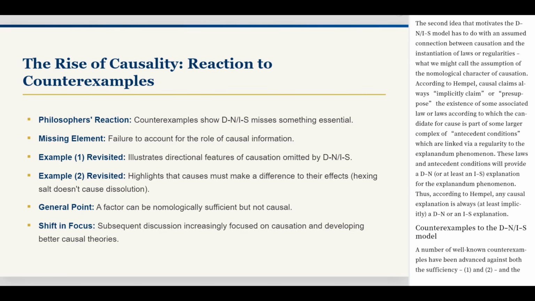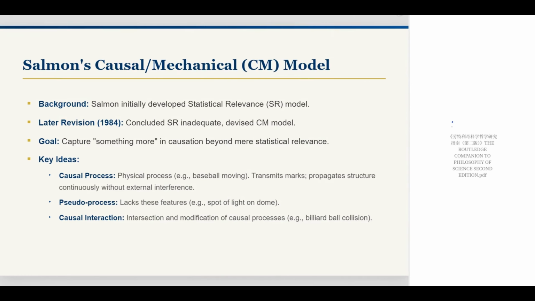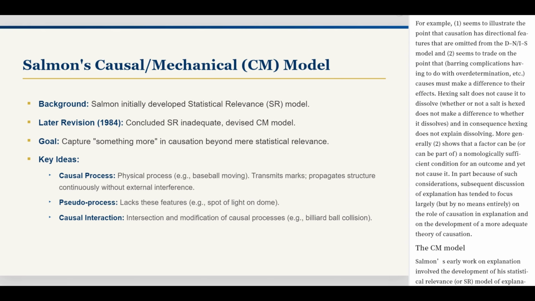This realization shifted the focus dramatically. Suddenly, everyone wanted to talk about causation and develop theories that could handle these kinds of nuances. William Salmon, another heavyweight in this field, initially tried to capture explanation through statistical relevance, basically looking at correlations and dependencies. But later, he too felt that wasn't quite cutting it. He developed his own alternative, the causal mechanical model, or CM. His goal was to get beyond just statistical patterns and grasp something more physical, something ontic, about causation. How did he do it?